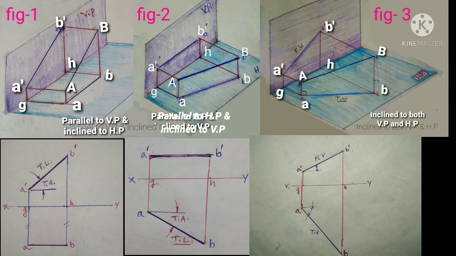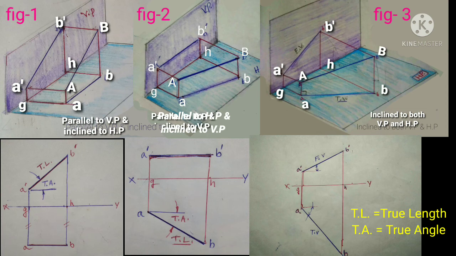Here we have drawn the orthographic projection of the line for each different position, and we can see for figure 1 and figure 2, as the line is parallel to one plane, we are getting its true length and true angle for the other plane. But the front view and top view we get from figure 3, none of these are true length, and the angles we get from the top view and front view are not true angles.